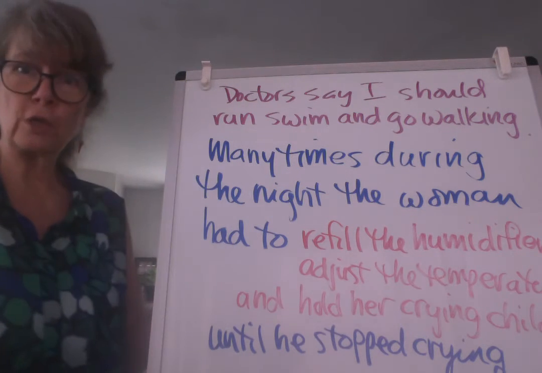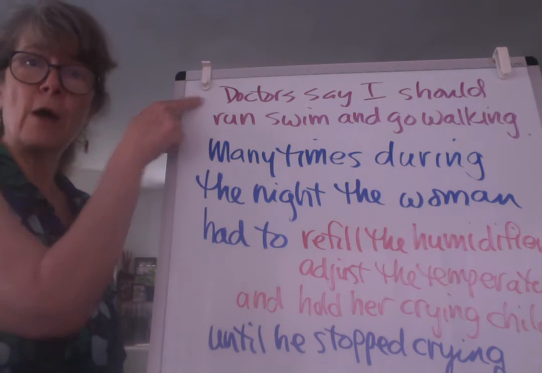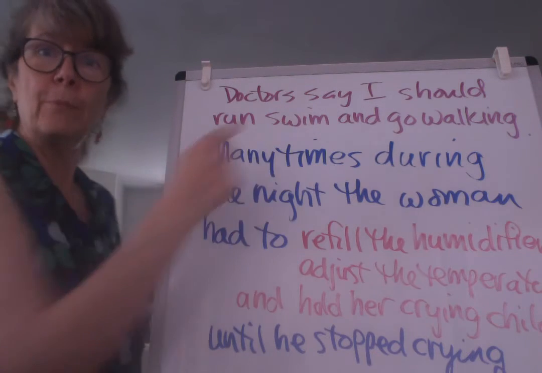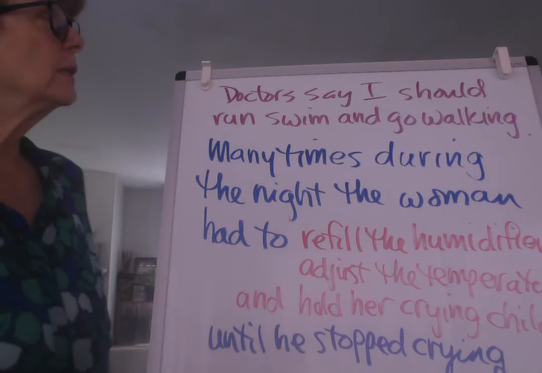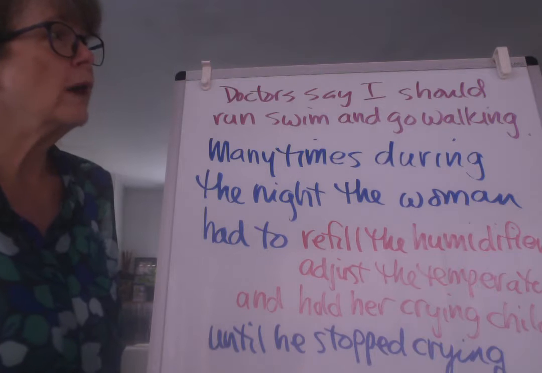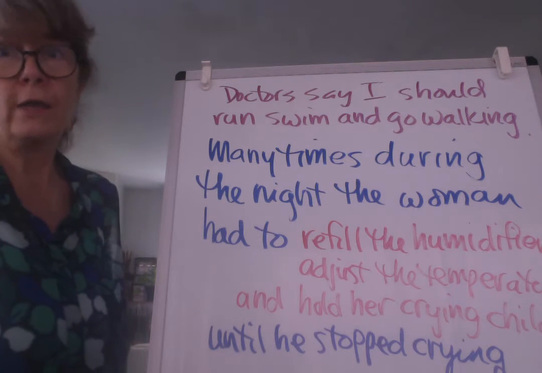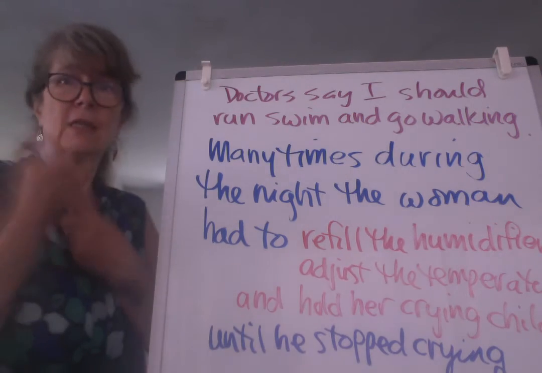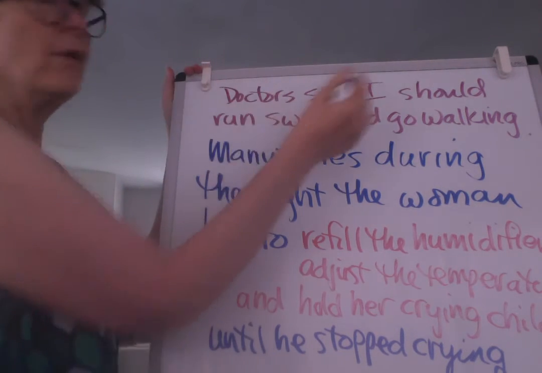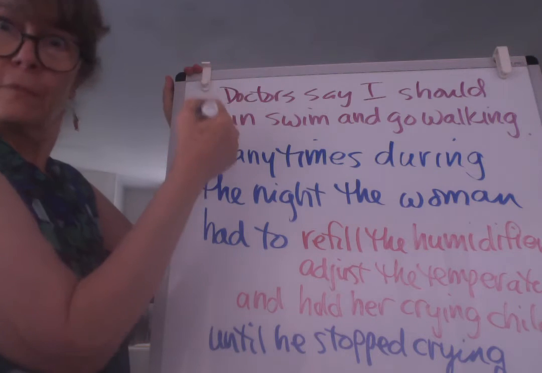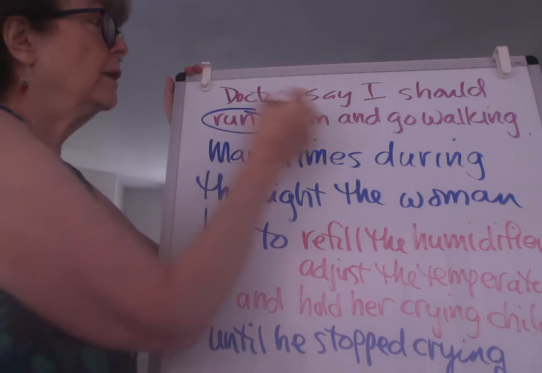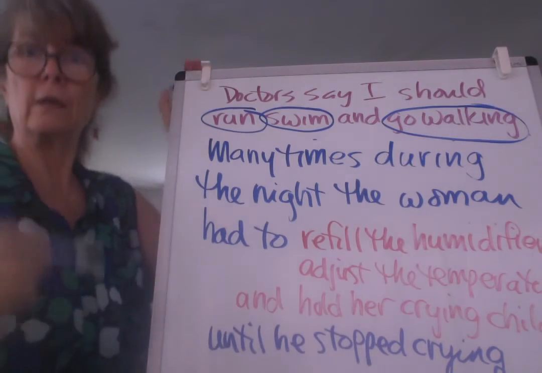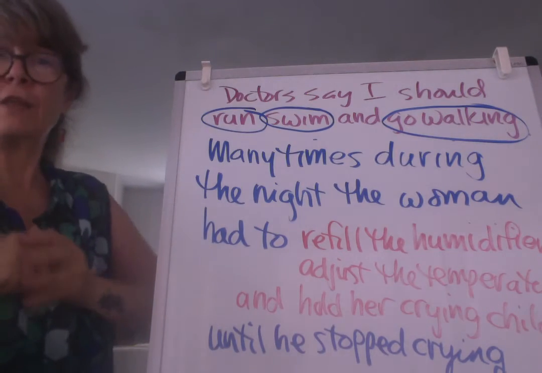So just to refresh our memory, going back to what we talked about the first time we had a lesson on parallel structure, here's a simple example. It says, doctors say I should run, swim, and go walking. So there's a list of things in this sentence, isn't there? First of all, what are the things the doctors say the speaker should do? Run, swim, and go walking. So there's a list of things.